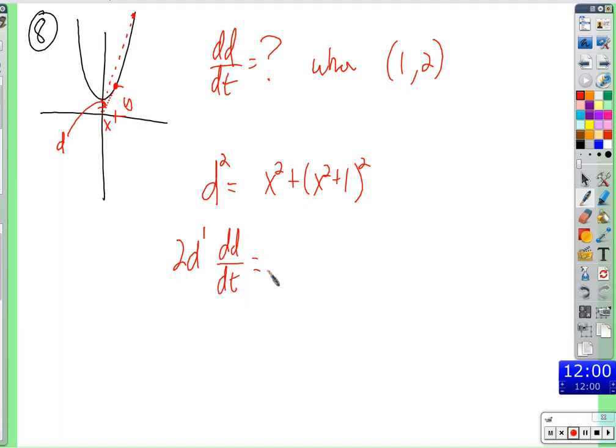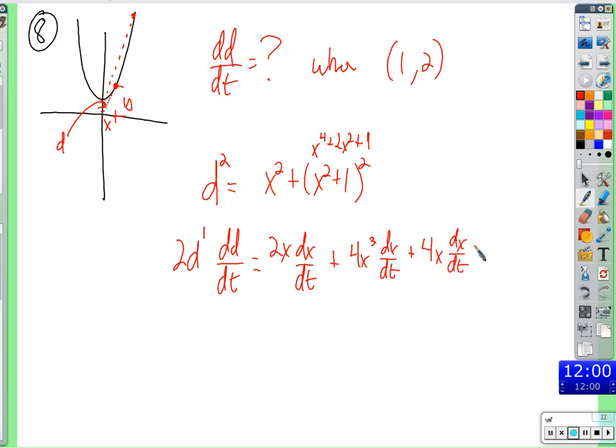So what's the derivative of d squared with respect to t? 2d times dd/dt. Then the derivative of x squared plus y squared: 2 times x squared plus 1 times dx/dt. We could do that. You know what else we could do? We could just expand this out. It wouldn't take very long. Just multiply that parenthesis times itself, and then take the derivative of each term: 4x cubed dx/dt plus 4x dx/dt plus 0.